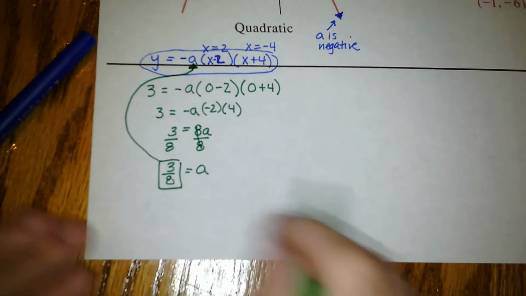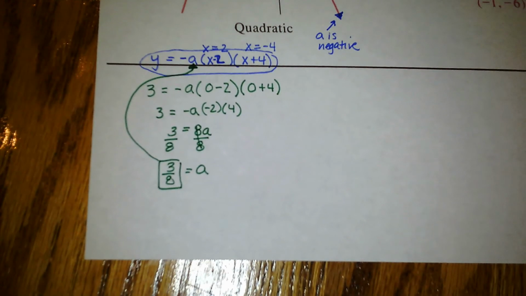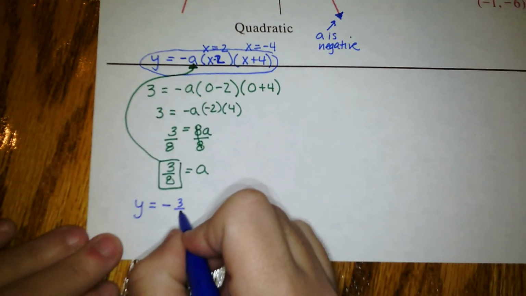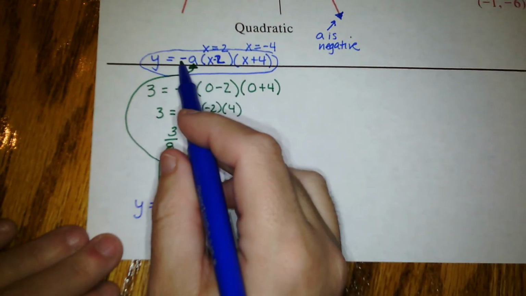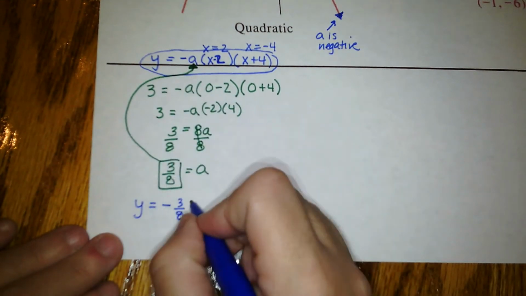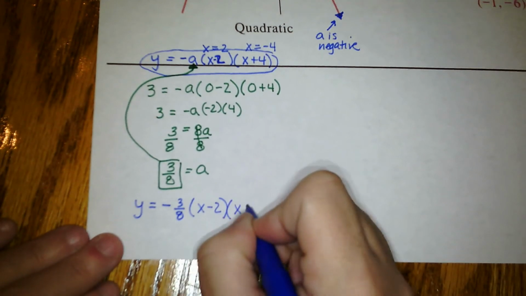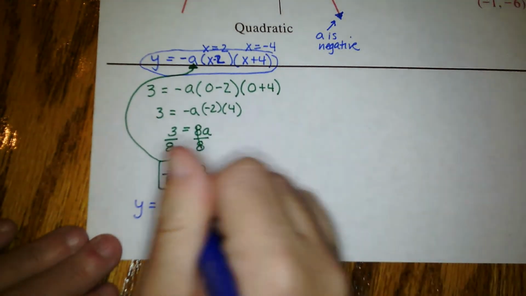So our final answer, I'll do it in blue. Our final answer is y equals -3/8, because the negative is there, the 3/8, parenthesis, x minus 2, parenthesis, x plus 4. Done.